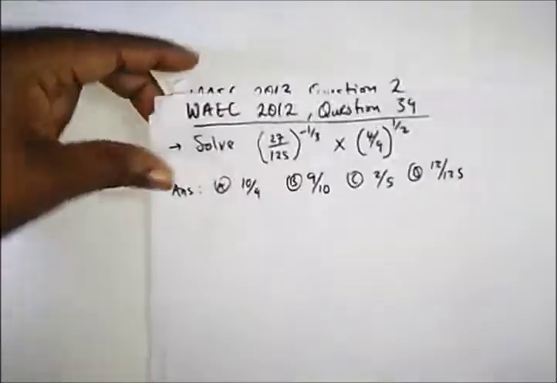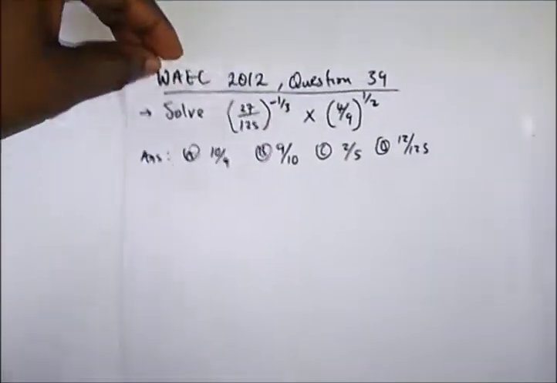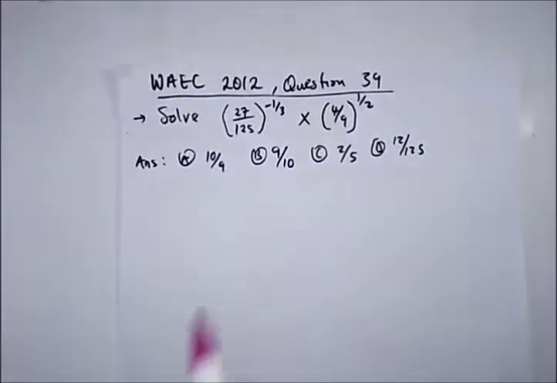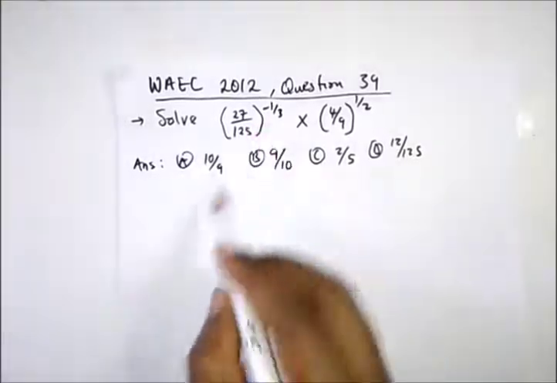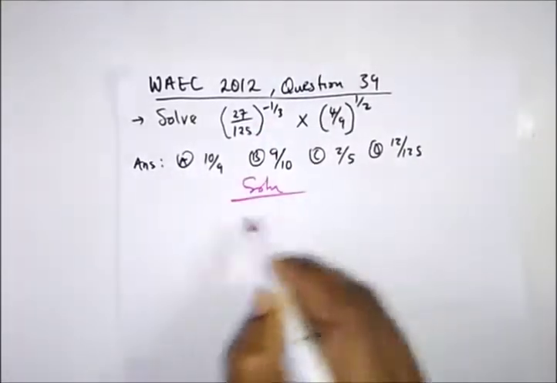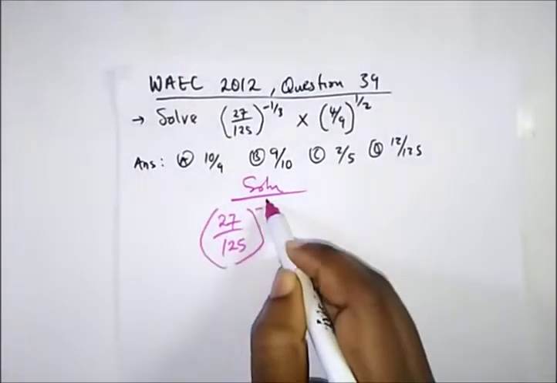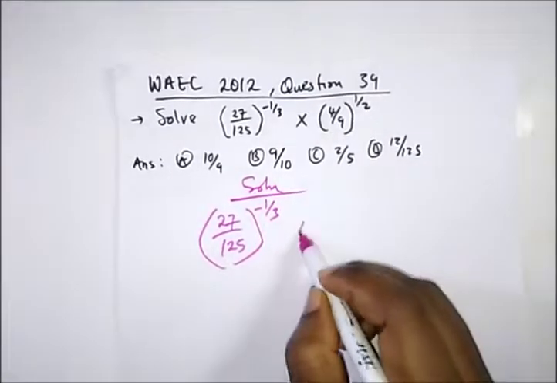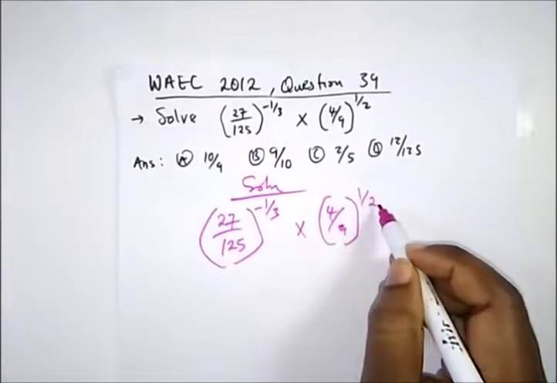Our final question for today's class is from WAEC 2012. You can see the series that every year there's a question on indices, and also in your theory too. So here we have this solution will be 27 over 125 all raised to the power of 1 over 3 times 4 over 9 all raised to the power of 1 over 2.